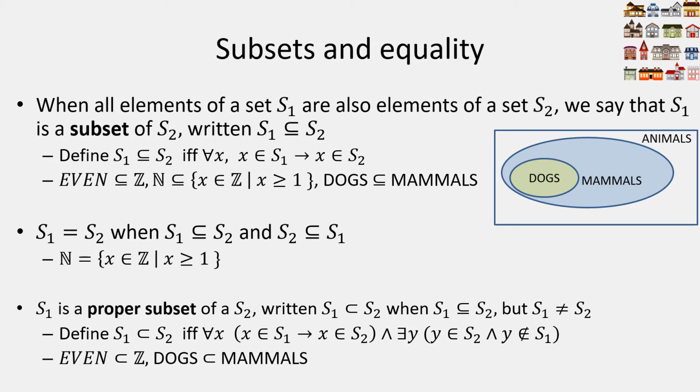On the other hand, it could very well be that S1 is a subset of S2, but all elements of S2 are also in S1, so they're both subsets of each other. In this case, we say that those two sets are equal. So if S1 is a subset of S2, there are two cases: either they're equal, or S1 is a proper subset.